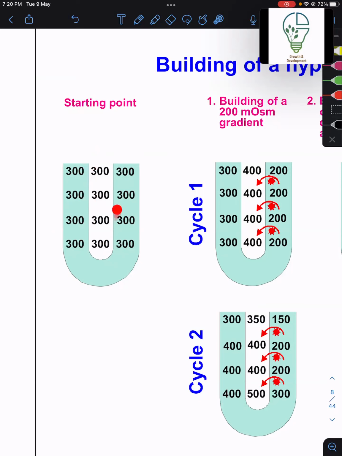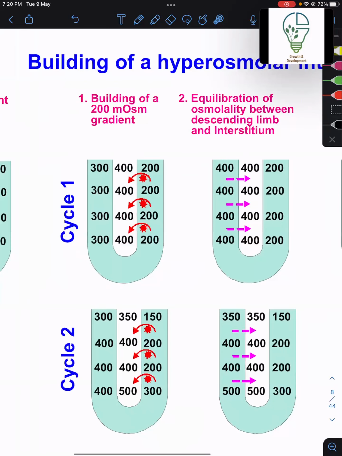I want a very high concentration in my interstitium. And the second thing that I want to do is create a concentration gradient in my interstitium. So let's go over that. Let's go over cycle one. Just to be really clear and make sure everyone's on the same page, the goal of cycle one is to create a concentrated interstitium, which is this area over here, okay?